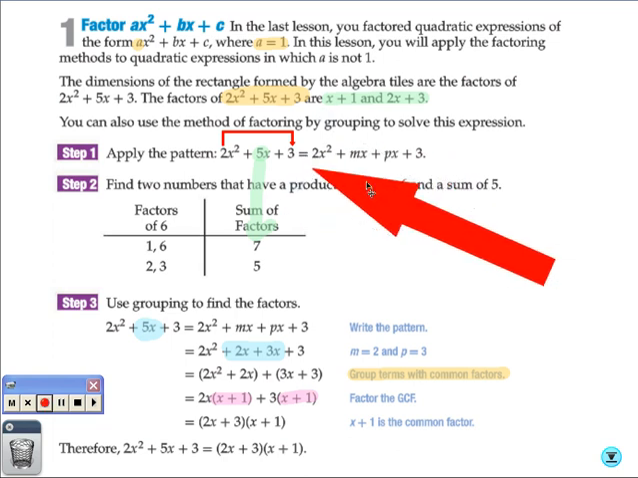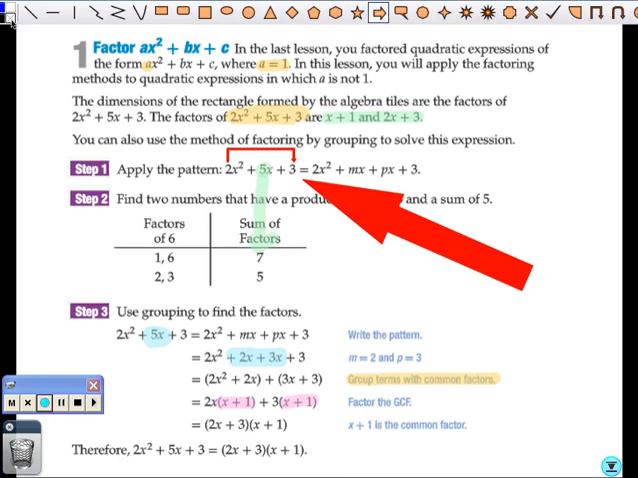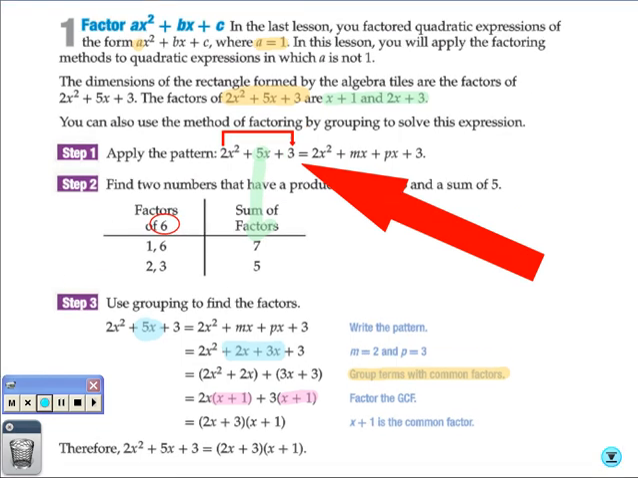The big difference is this part, that we're going to multiply 2 times 3 and get that 6. And that's how we ended up down here, knowing that we were going to find factors of 6. Okay, so let's take a look at an example.